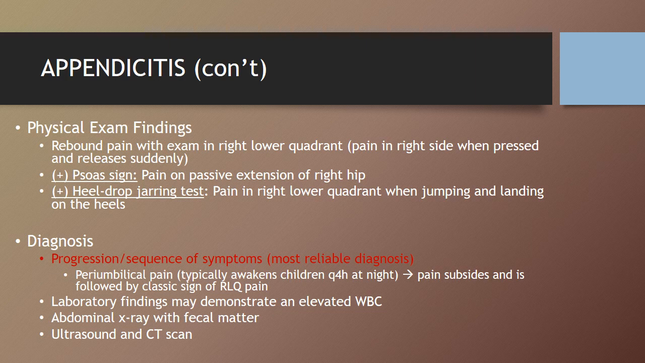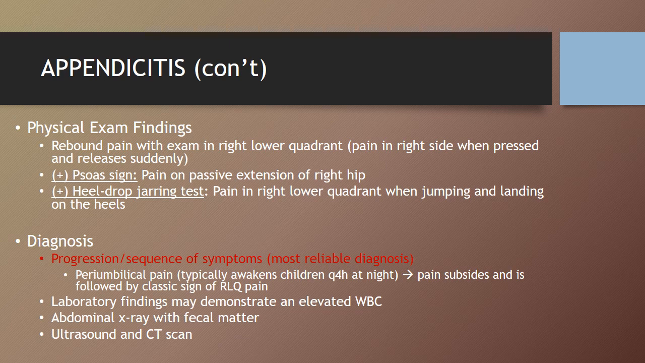Physical exam findings that you'll see: rebound pain, tenderness with the exam in the right lower quadrant. So you're palpating in, you push in the right side, and then when you release it, they have pain. So that's rebound tenderness. Positive psoas sign, which is pain when you do passive extension of the right hip. They'll start to have pain there in that right lower quadrant. Positive heel drop jarring test. That's pain in the right lower quadrant when they're jumping and landing on their heels.